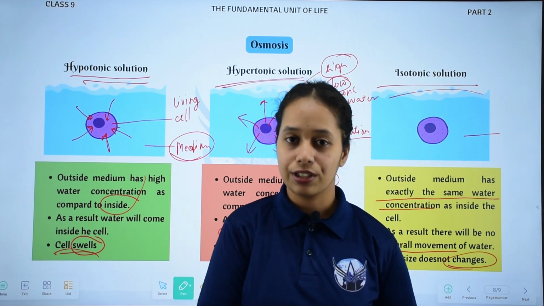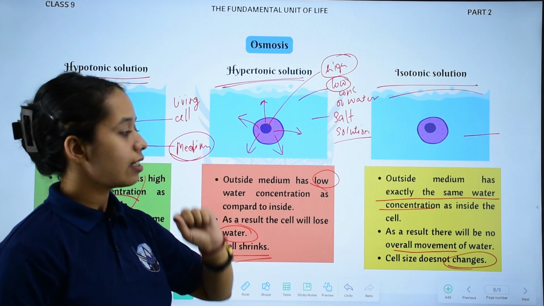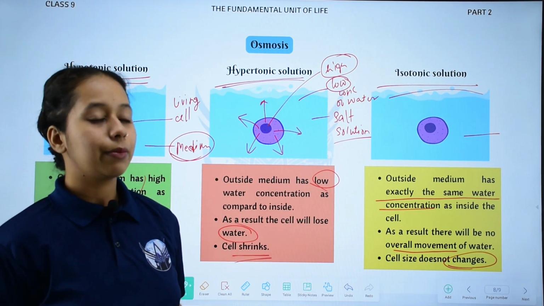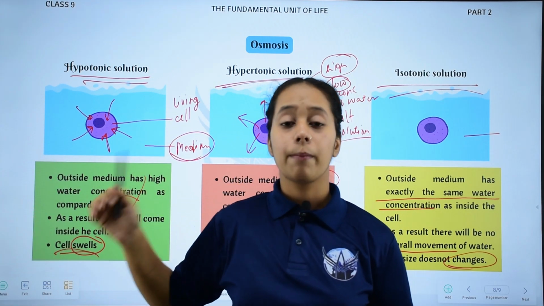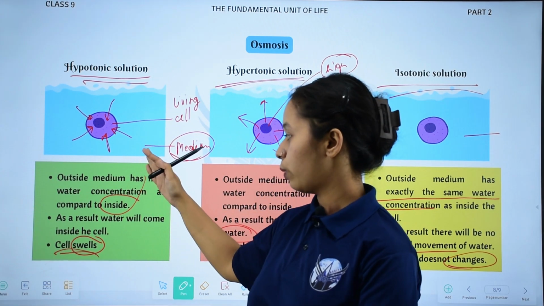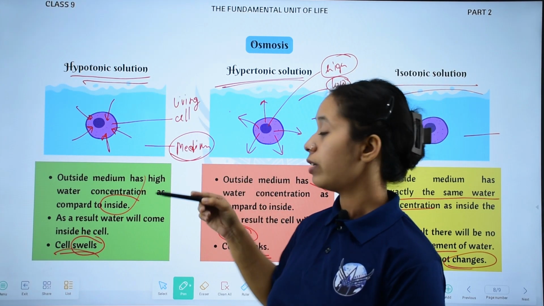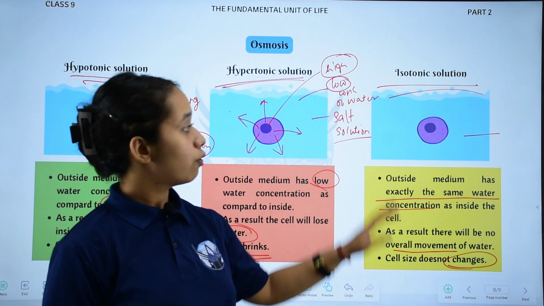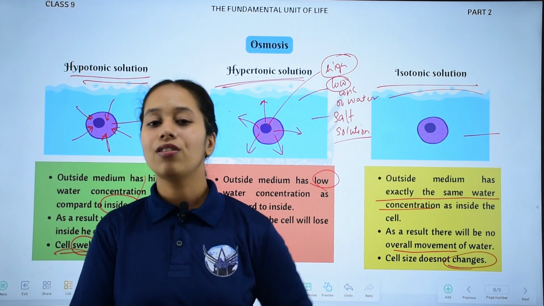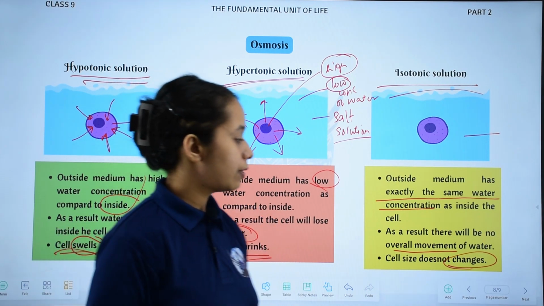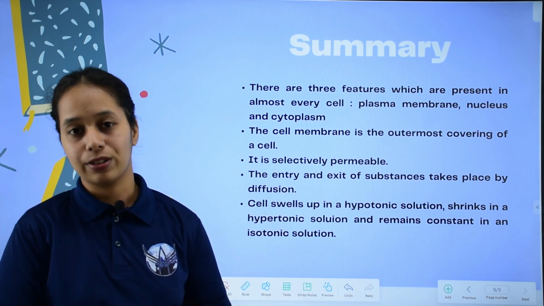3 types of solutions. And these are the 3 solutions, and we have also discussed about osmosis. Again, let me remind you that osmosis is taking place in all the 3 cases. But the net movement in case 1 is outside to inside, net movement in case 2 is inside to outside, and net movement in case 3 is 0. Okay, so this was all for today's class. But before wrapping up the class, let us do a quick summary of what we learned in today's class.